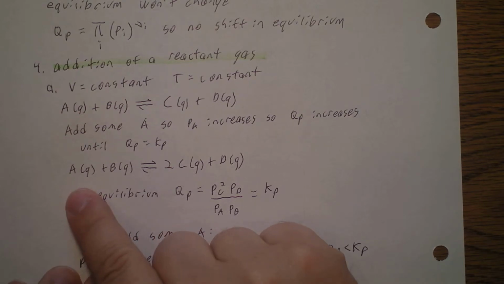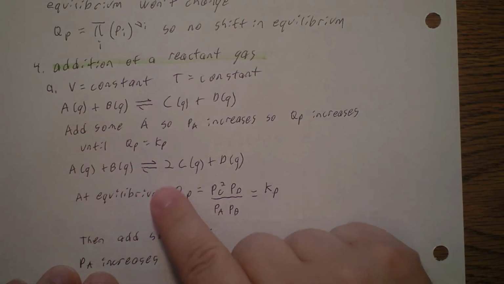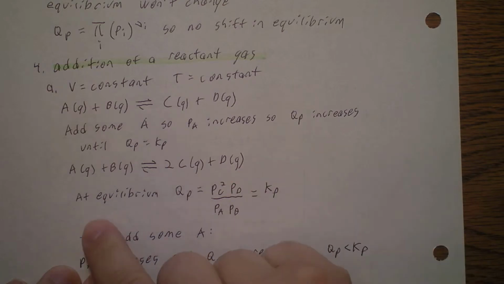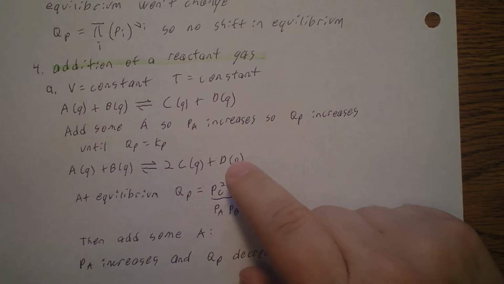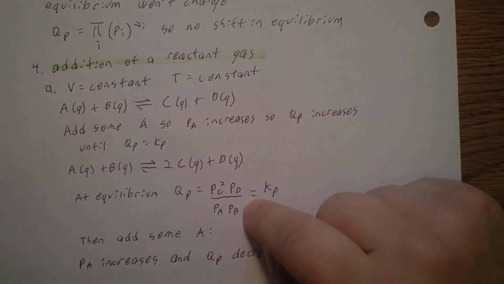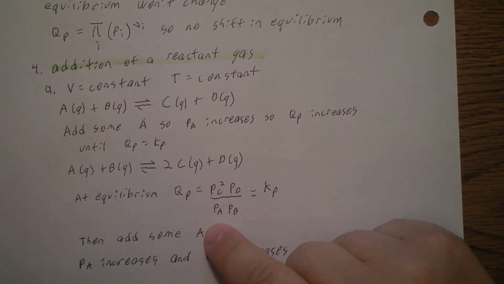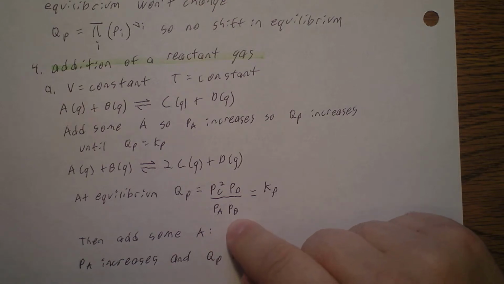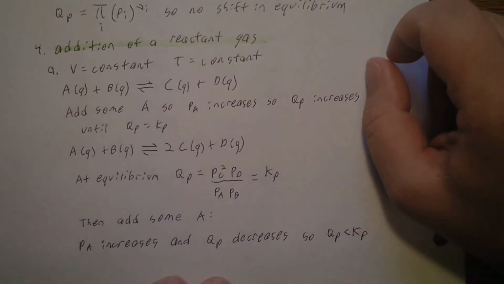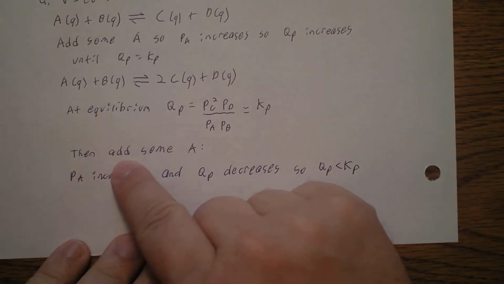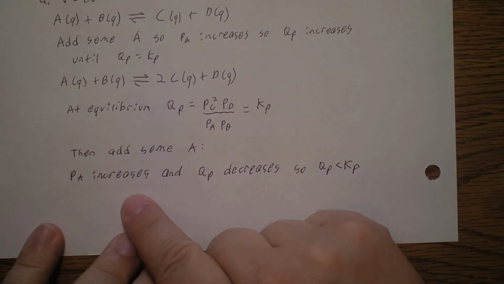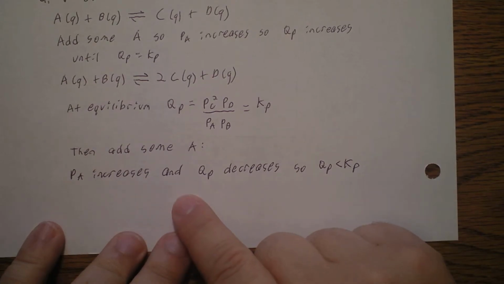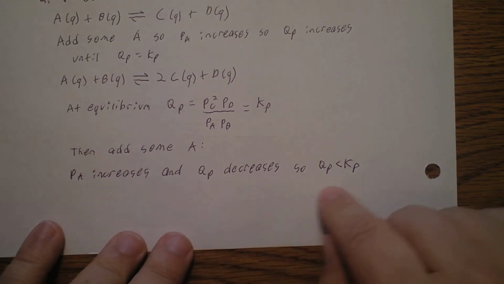So we have A gas plus B gas in equilibrium with 2C plus D. So at equilibrium, QP is going to be equal to the partial pressure of C to the second power times the partial pressure of D divided by the partial pressure of A and the partial pressure of B. And that's equal to KP at equilibrium. Then we're going to add some A in this case. Well, the partial pressure of A increases, and then the QP decreases. So QP is less than KP.